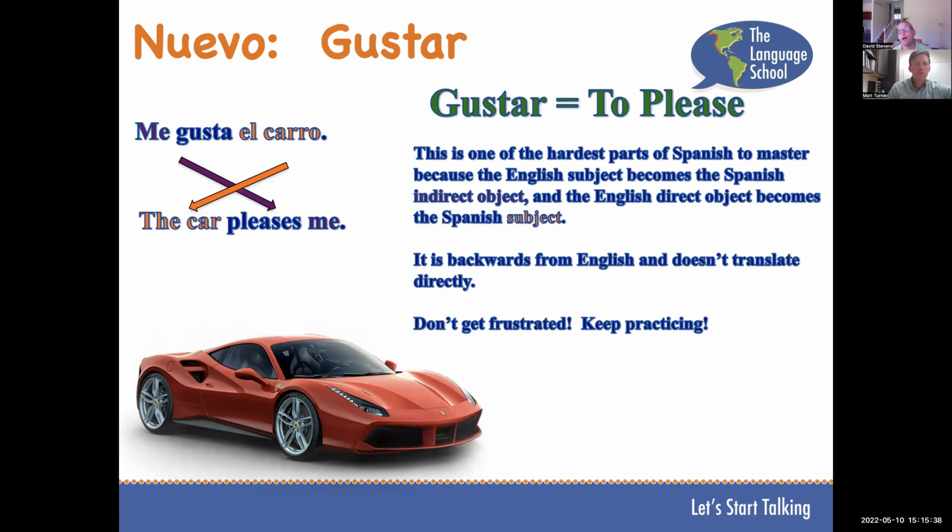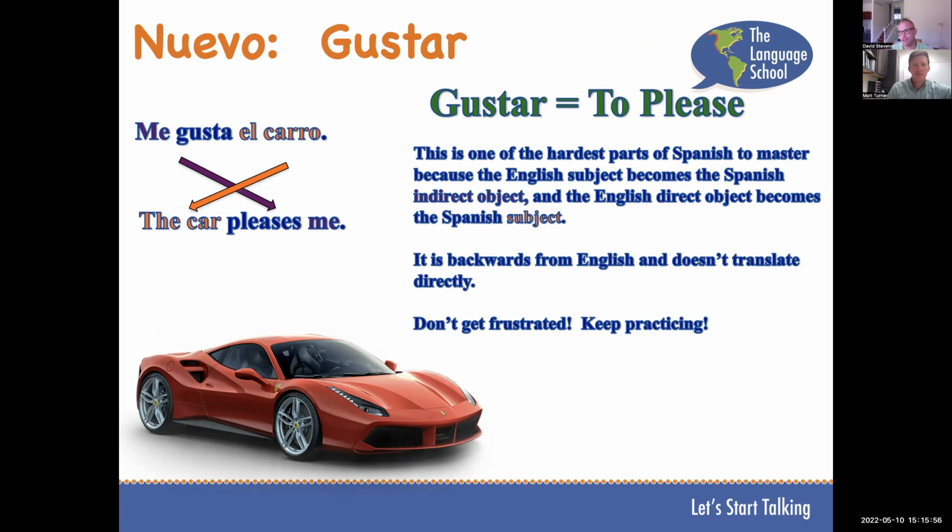Está bien. Bueno, gustar. So this is what we were kind of talking about at the beginning of class, right? Me gusta el carro. You're not actually saying I like the car. You're saying the car pleases me, right? There's actually not a real way to say like in Spanish the way we use it as a verb. So that's why it's backwards.